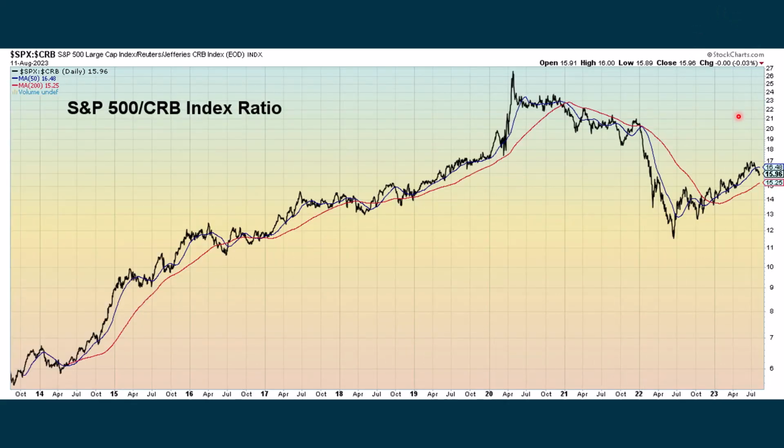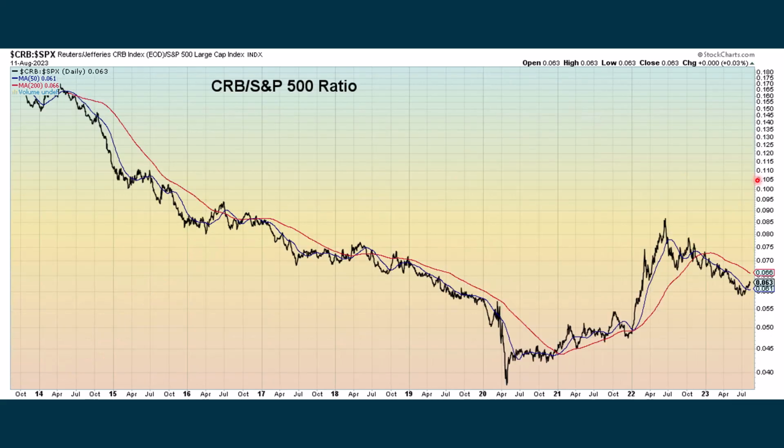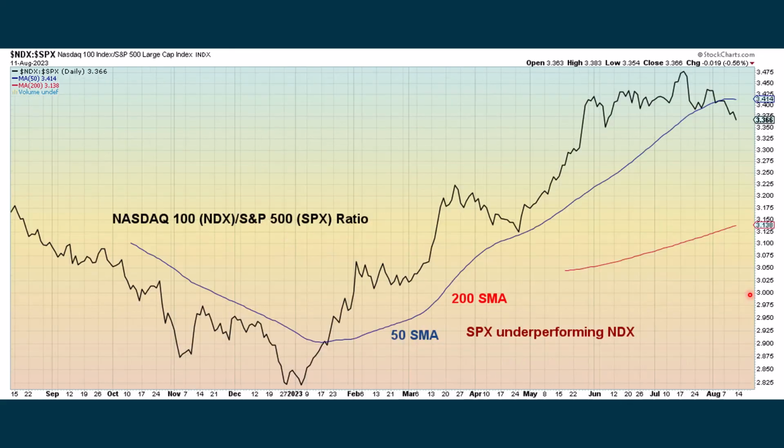Then we look at the S&P 500 to the CRB index and take a ratio of that, showing how the S&P has been outperforming, but we are seeing some recent weakness. We look at the inverse of that, showing how the CRB has been underperforming, but showing some recent strength. Then we look at the NASDAQ 100 and compare it to the S&P 500. Up until about 2 weeks ago, both have been doing quite well, but the NASDAQ 100 continues to outperform, even though this ratio is falling back slightly.